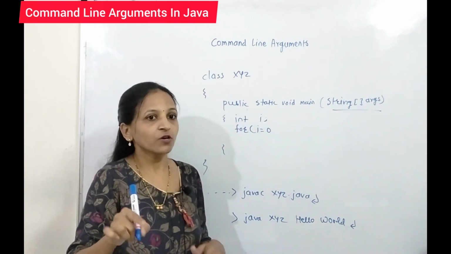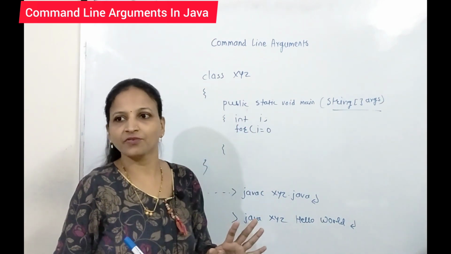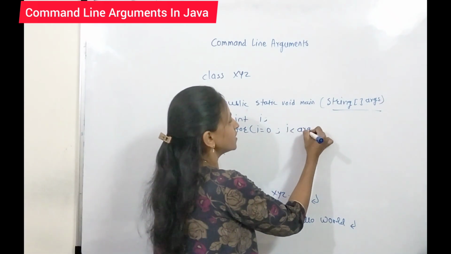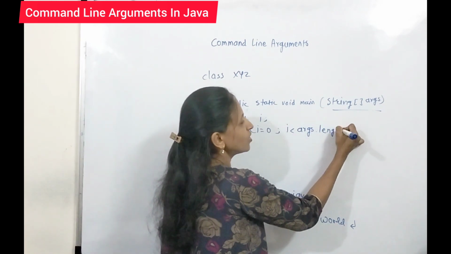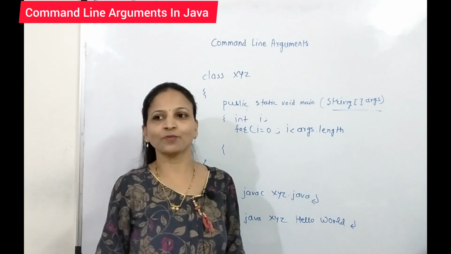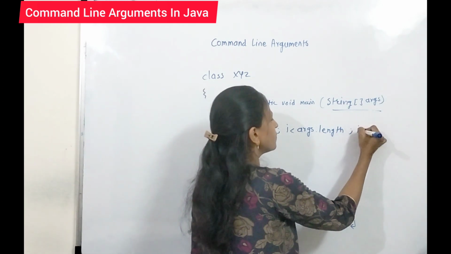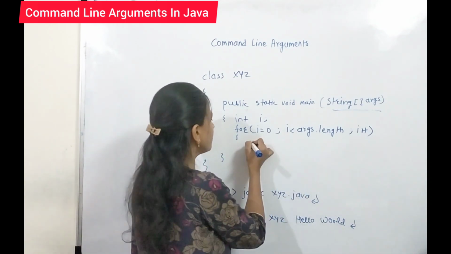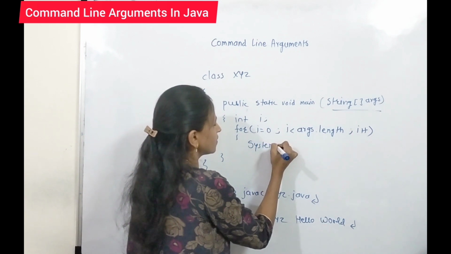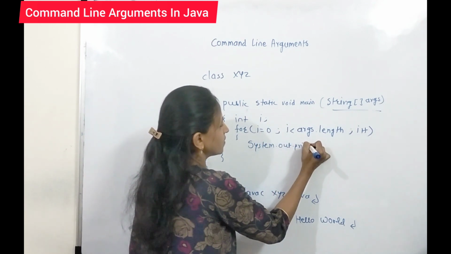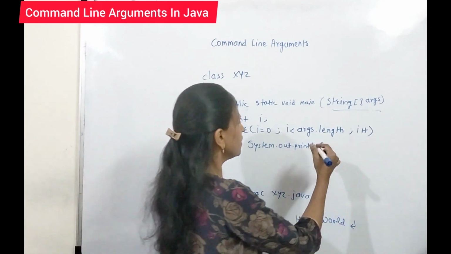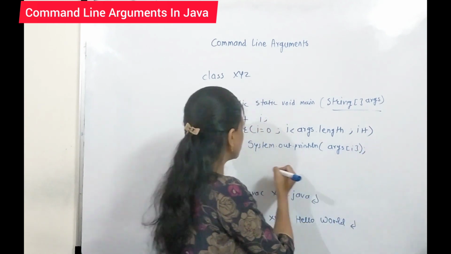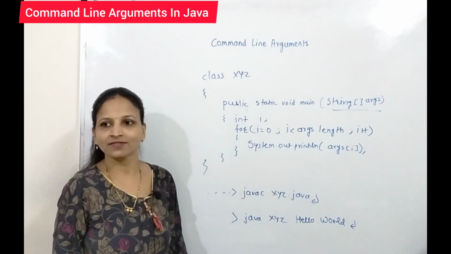Now here I can write: for i equal to 0. In C we have to start with 1. This is the difference. i equals 0, i less than args.length. Of course args.length, why? Because that is nothing but the number of arguments. And next i++. Now I just want to display, so I will display using System.out.println. A simple way. And here we will display args[i]. That's it. This is the program to display command line arguments.